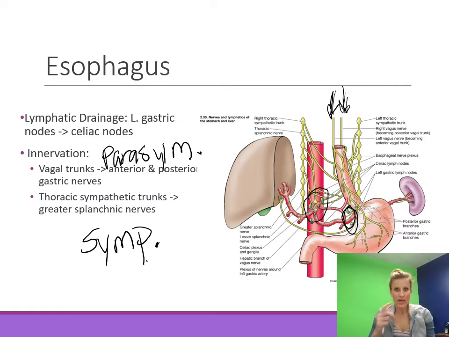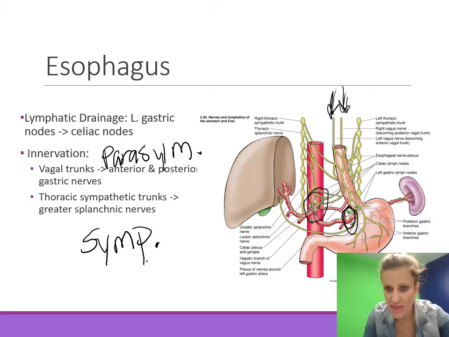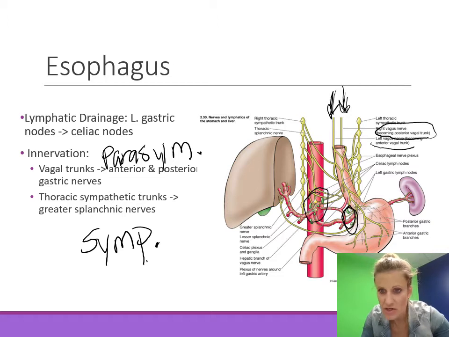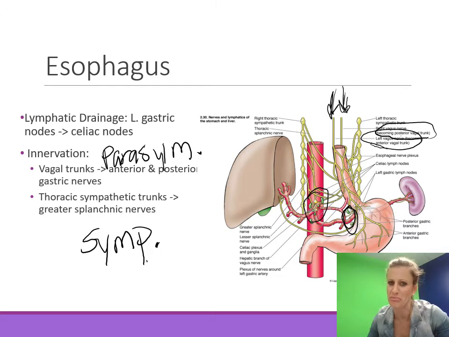The vagal trunks, we have an anterior vagal trunk in the front and a posterior vagal trunk that goes down the back of the esophagus and then the front and back of the stomach. The right vagus nerve becomes the posterior vagal trunk, and the left vagus nerve becomes the anterior vagal trunk. These look flip-flopped. This picture is not a great picture because it looks like the left is on the right. But the words are right. The words are correct, and I'll show you a better picture on the next slide.